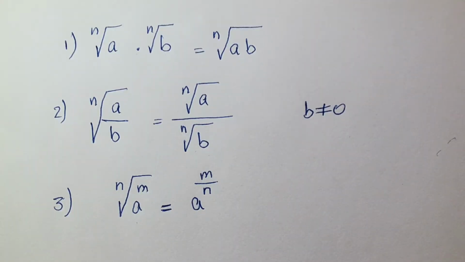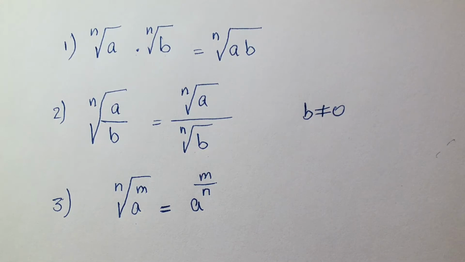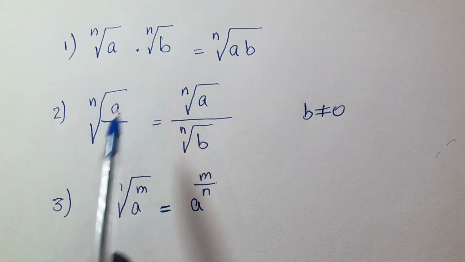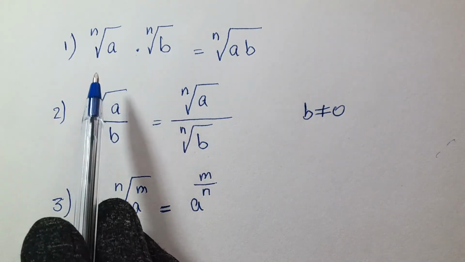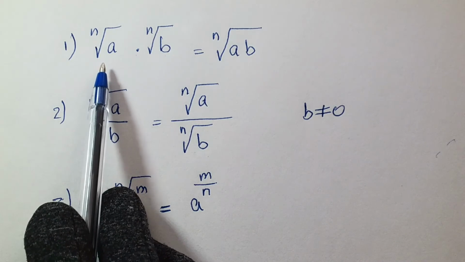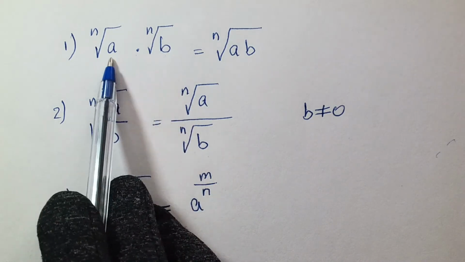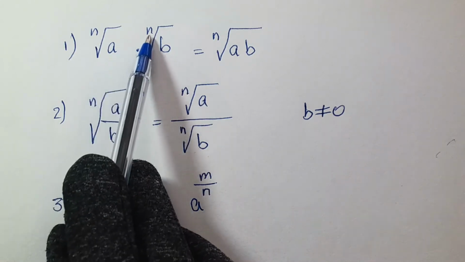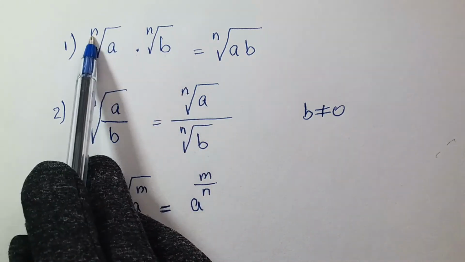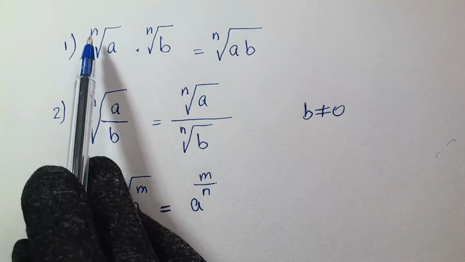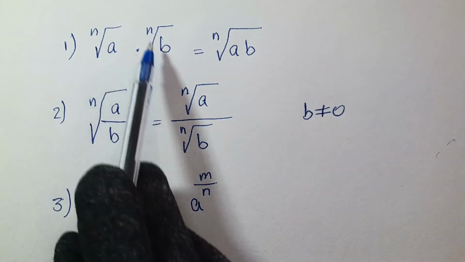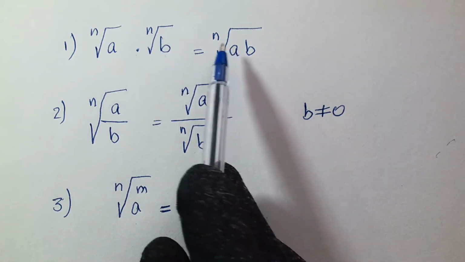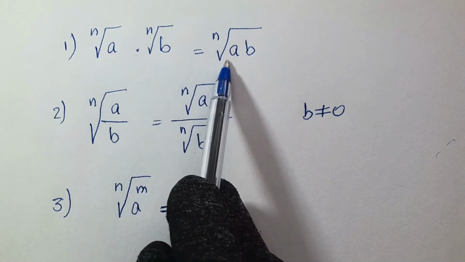To simplify some expressions including radicals, when we are multiplying them, when we are dividing them, we need to know some rules. One rule: we can multiply two radicals by each other if they have exactly the same root. So the nth root of a times the nth root of b, we can write as one single radical, the nth root of a times b.